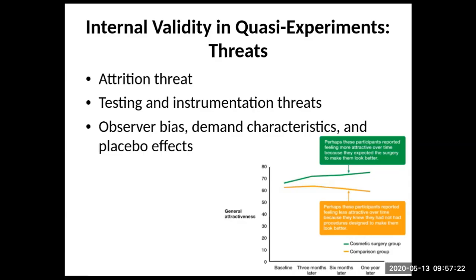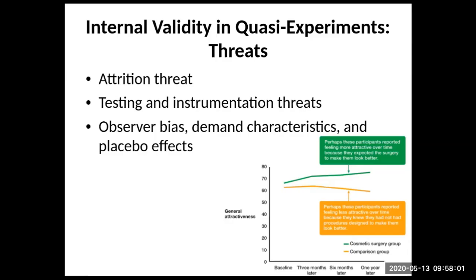So look at the boxes on the right, the green and orange boxes. Perhaps the participants that are increasing over time reported feeling more attractive simply because they expected to look better since they had the surgery, right? Barring any complications from the surgery. Well, I look better, I expect to look better, so my self-esteem is going to be high. And those that didn't go through the surgery, perhaps they reported feeling less attractive because they knew they had not had any procedures that were designed to make them look more aesthetically pleasing, shall we say. So placebo effects could be a big reason for this.